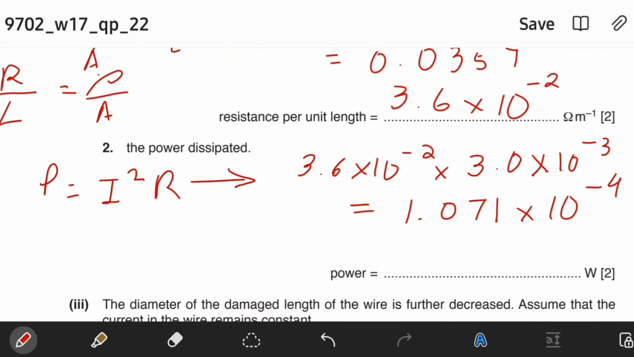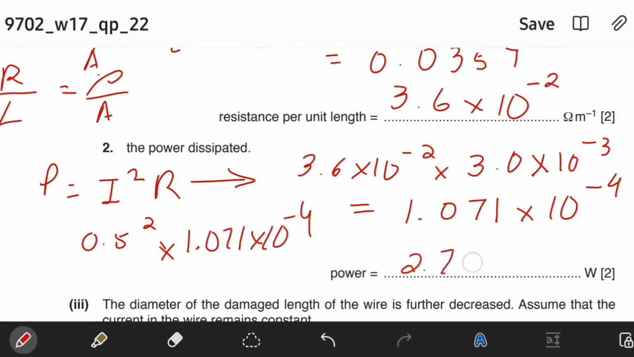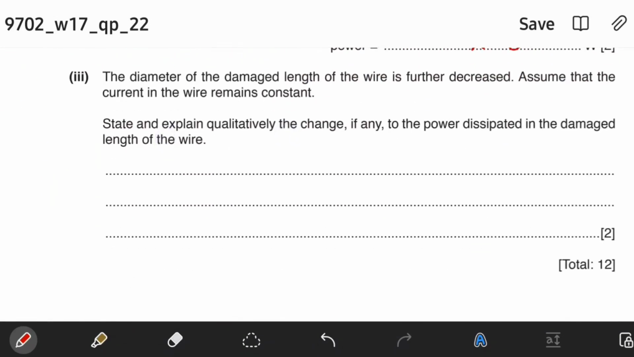Right. Current is given to us as 0.5. Square it and multiply it by 1.071 into 10 to the power minus 4. And the answer is 2.7 into 10 to the power minus 5. Okay, the diameter of the damaged length of the wire is further decreased. Assume that the current in wire remains constant. State and explain qualitatively the change, if any, to the power dissipated in the damaged length of the wire.